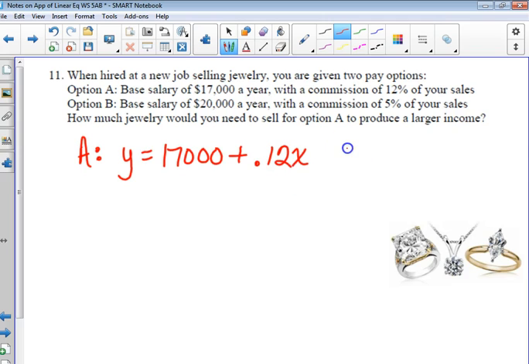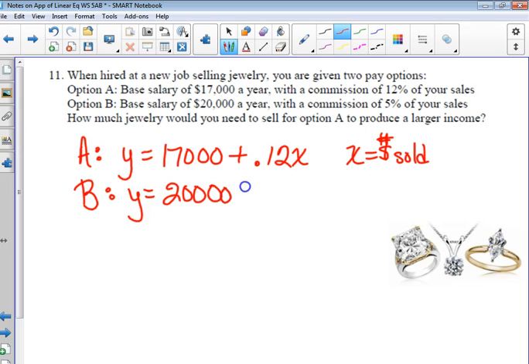Times X, where X is what? The number of dollars of stuff you sell, jewelry. Number of dollars sold. I don't know, that's messy, sorry. What about B? What if you take that offer? You start more, but you only get to keep what? Which is, how do you write 5%?